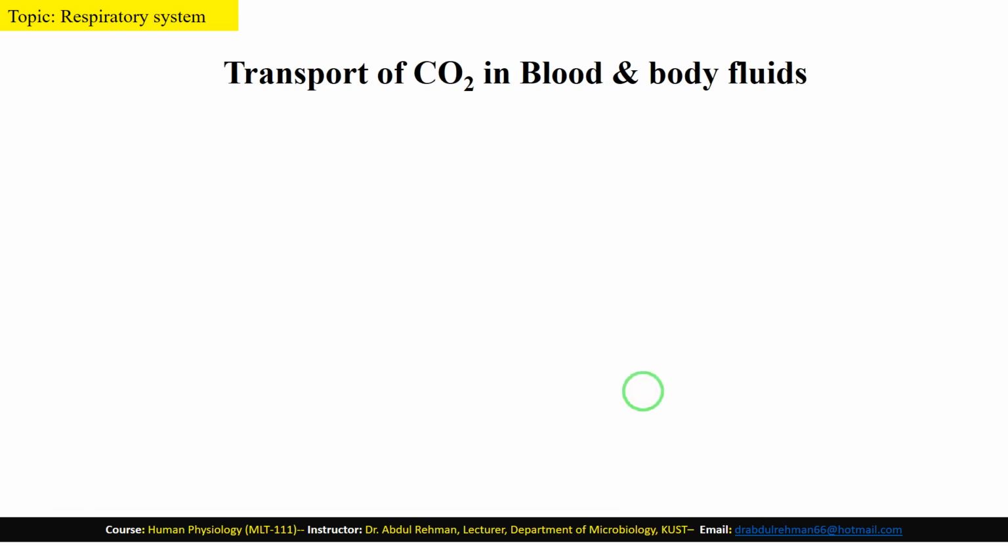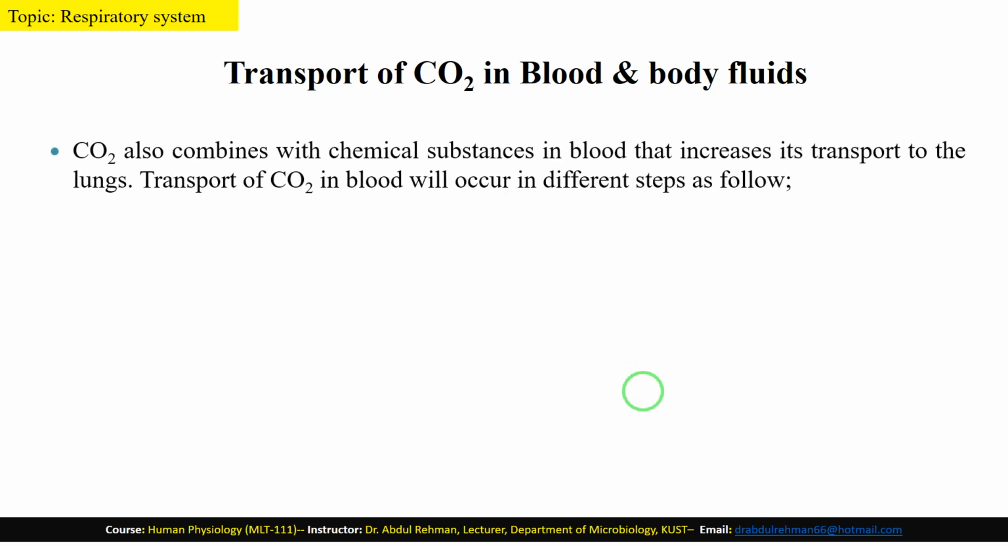There is also another mechanism used for the transport of carbon dioxide in blood and body fluid, because carbon dioxide is transported in different forms. About 7% of the carbon dioxide is transported in dissolved form, 23% is transported in carboamino compound form through hemoglobin, while 70% of carbon dioxide is transported as bicarbonate ion. Again, different steps are involved in their transport.